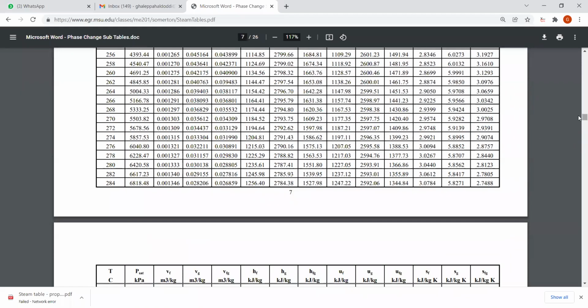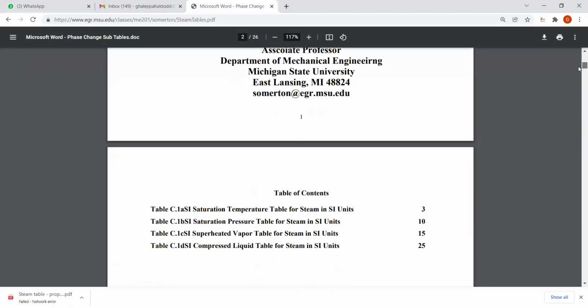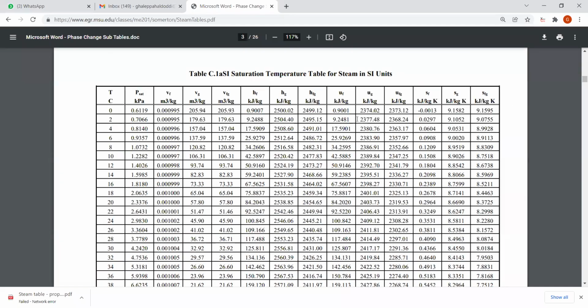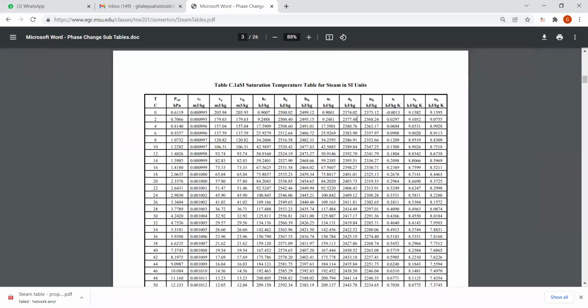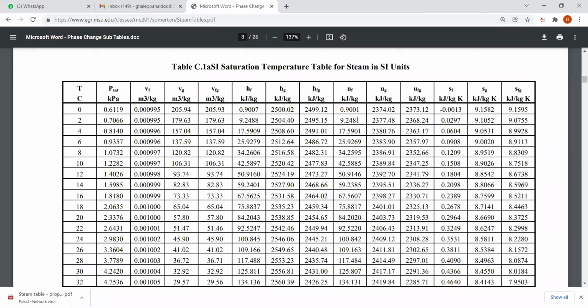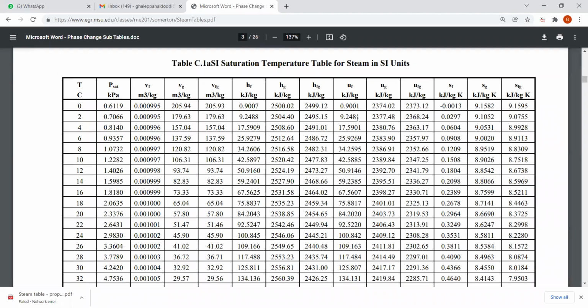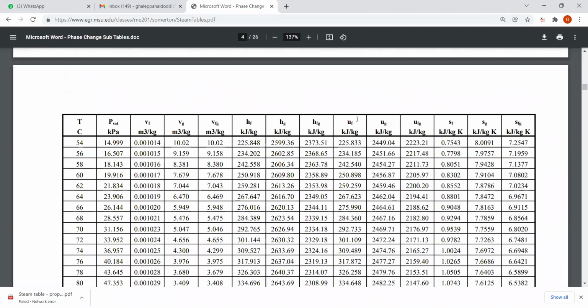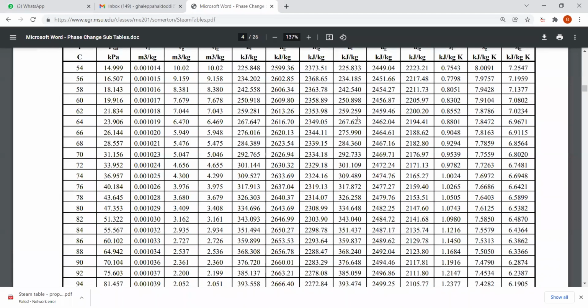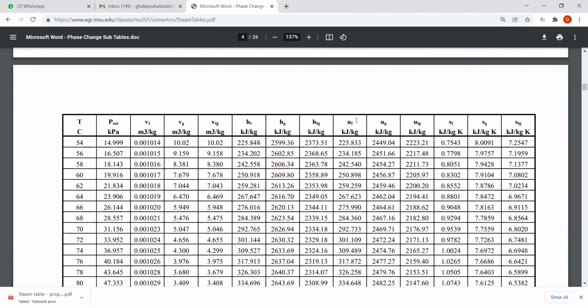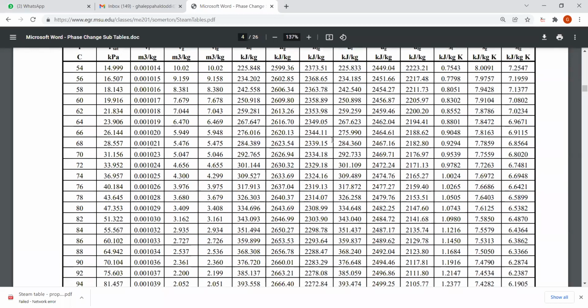So go to the pressure table, go to 9 bar. If you already have the thermodynamic data handbook with you, please tell me the value of HF at 9 bar. 9 bar means how many kilopascal? How many kilopascal does 9 bar mean?